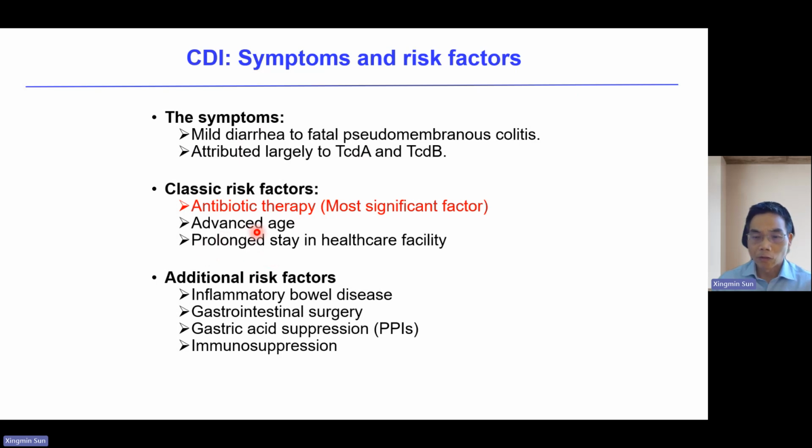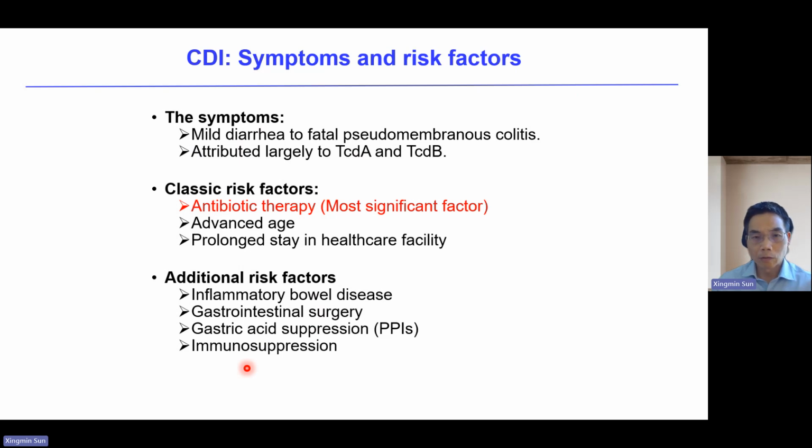Among these risk factors, antibiotic therapy is the single most significant risk factor for developing C. difficile infection. In addition to these classic risk factors, other factors can also significantly increase the opportunity of developing C. difficile infection. These risk factors include different inflammatory bowel disease situations, gastrointestinal surgeries, the use of gastric acid suppression agents such as PPIs, and different immunosuppression situations like cancer patients.